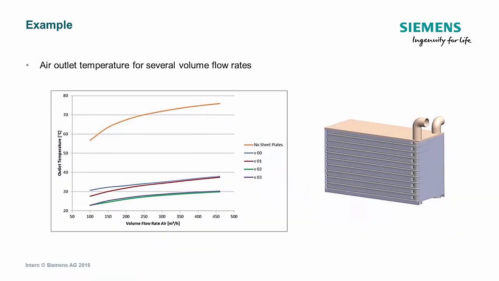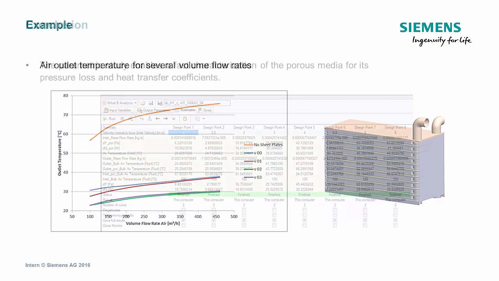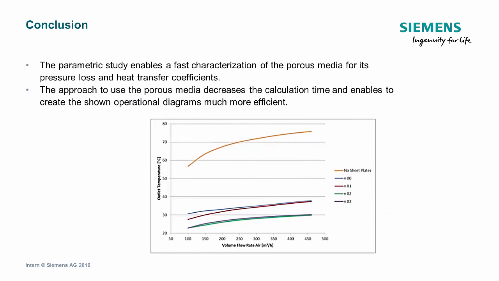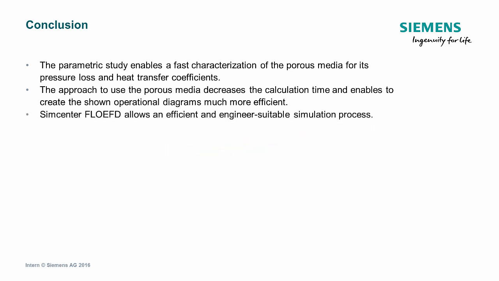One engineering goal might be to ensure a specific air outlet temperature for given volume flow rates. This can lead to an operational diagram as shown. This chart shows also the result of a variant without any sheet plates, which of course shows the highest air outlet temperature. The parametric study enables a fast characterization of the porous media. This approach decreases the calculation time and enables to create the shown operational diagrams much more efficiently. FLOEFD allows an efficient and engineer-suitable simulation process.